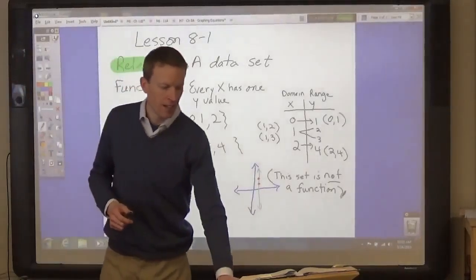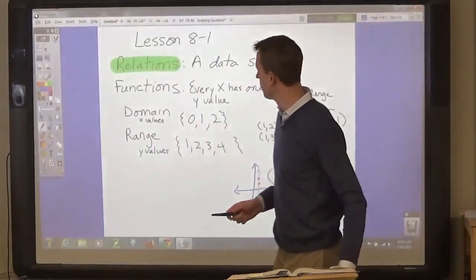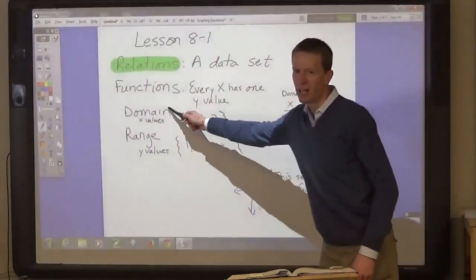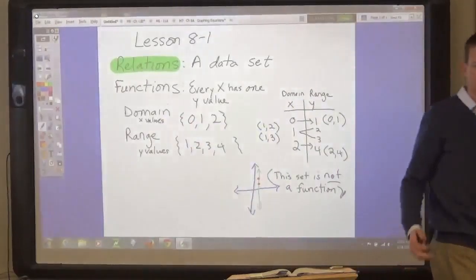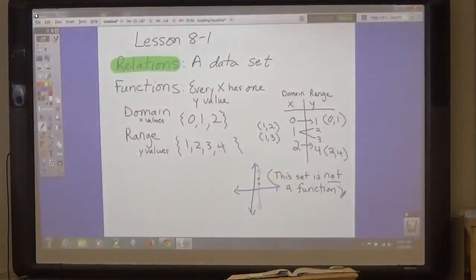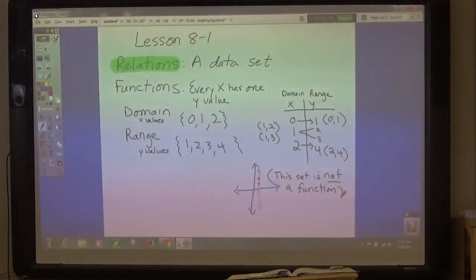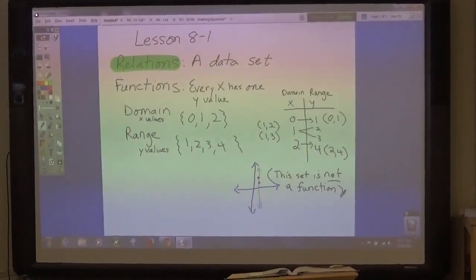Any questions on this lesson? That's what this is all about. This lesson is all about, can you identify what the domain is? What is the domain, class? The x values in a data set. What's the range? The y values in a data set. What does it mean if the set is a function? Every x has one y value. Good. Every x has one y value. Okay? That's it for lesson 8.1.